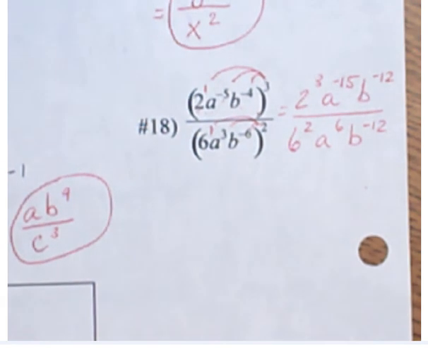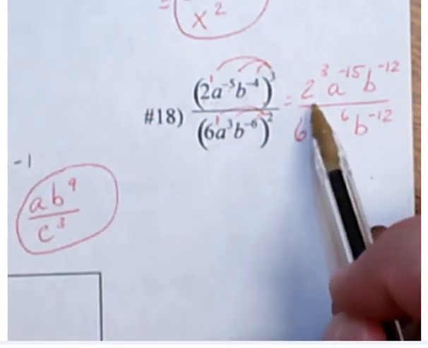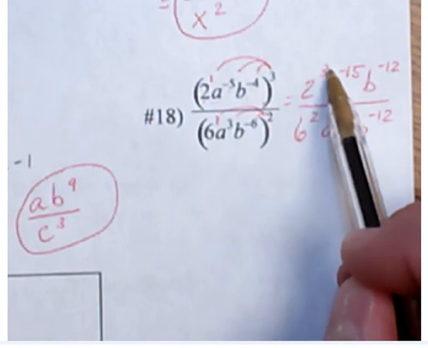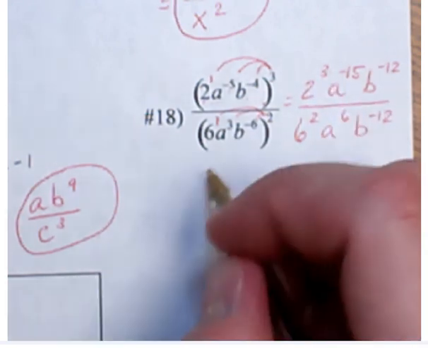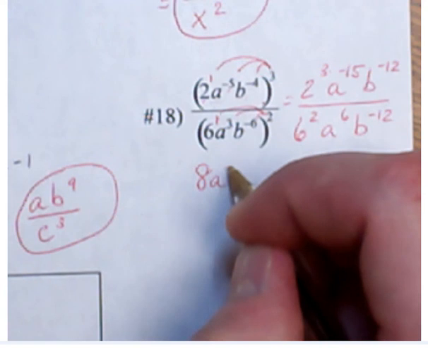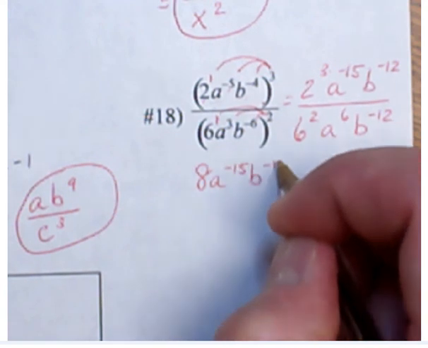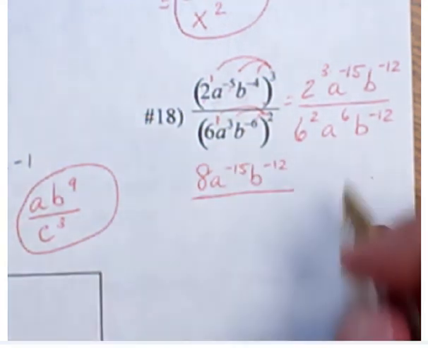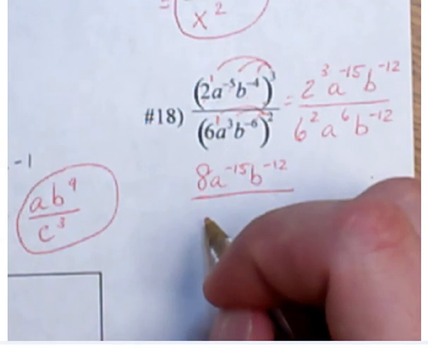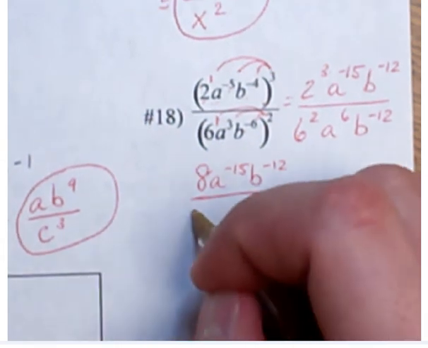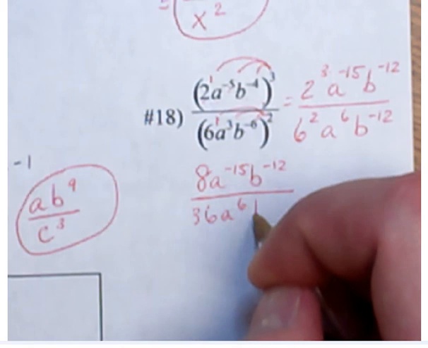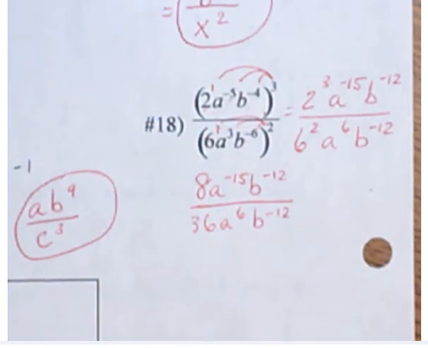Now let's go ahead and simplify the integers. 2 to the 3rd is 2 times 2 times 2, so that's 8. A to the negative 15, b to the negative 12, over 6 squared, which is 6 times 6. It's not 12, it's 36. A to the 6th, b to the negative 12. Now the last thing here is we're going to divide.